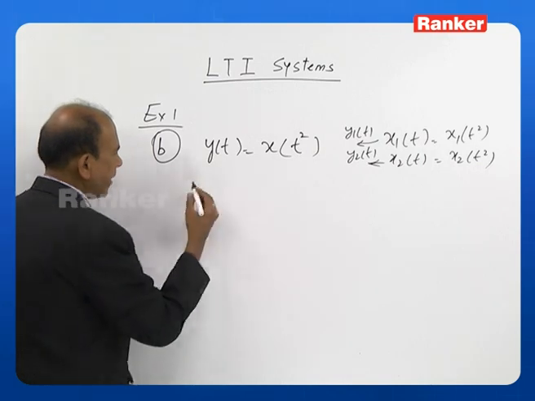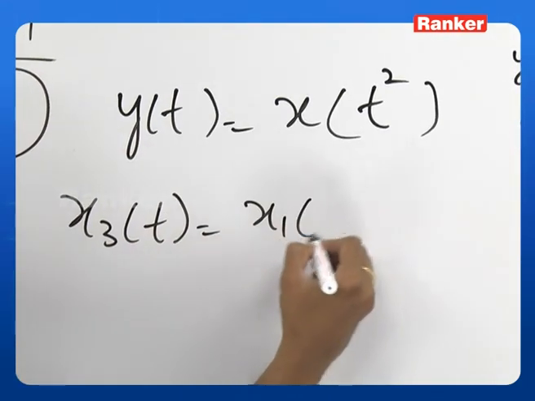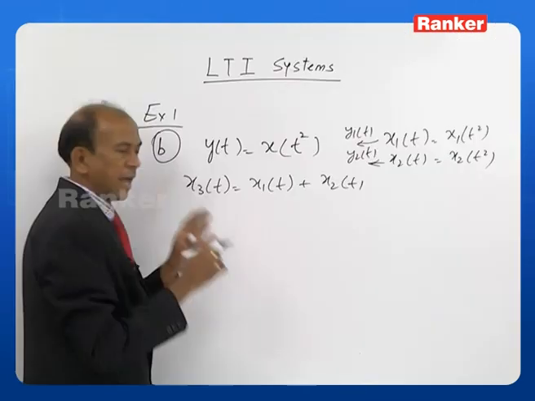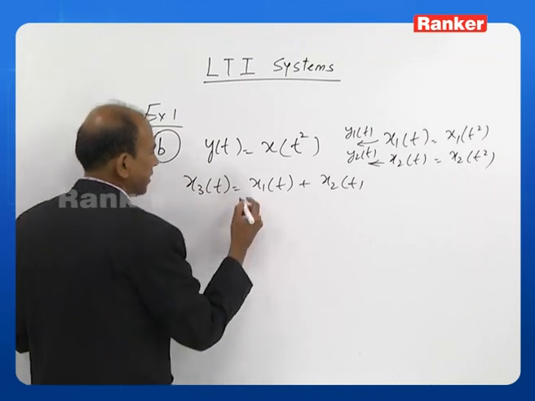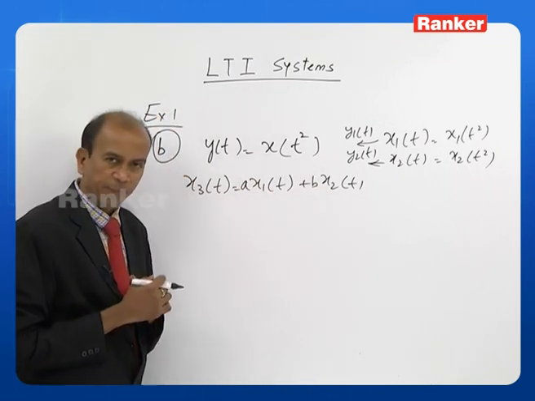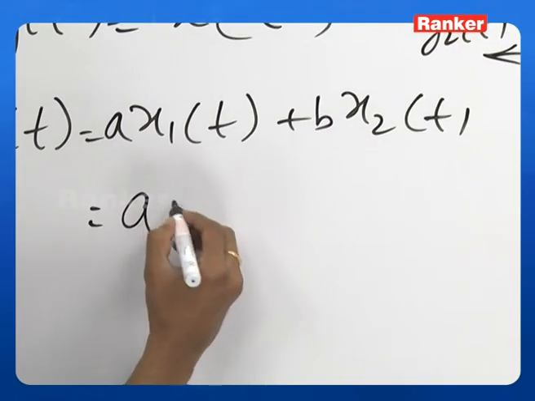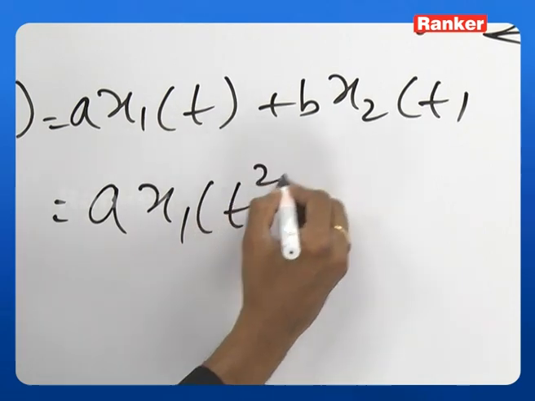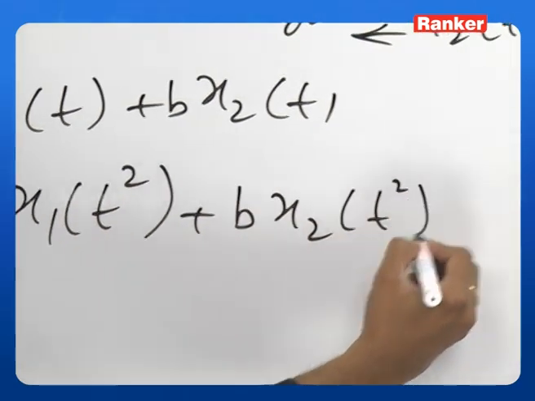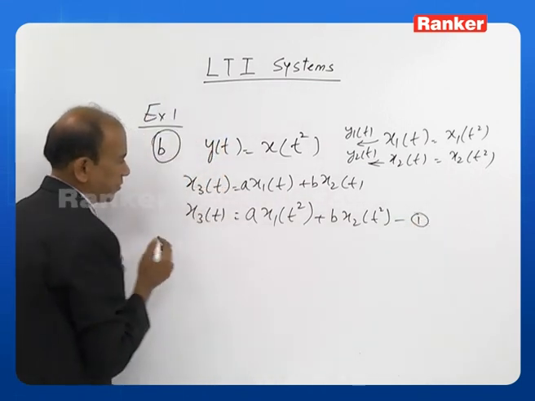Then let us say x3 of t is nothing but x1 of t plus x2 of t, where x1 and x2 are scaled by a factor, let us say a here and b here. So, this is my x3 of t. So, what is this in equation? a x1 of t is how much? a x1 of t square plus b x2 of t square. So, this is my first equation and this is equal to x3 of t.